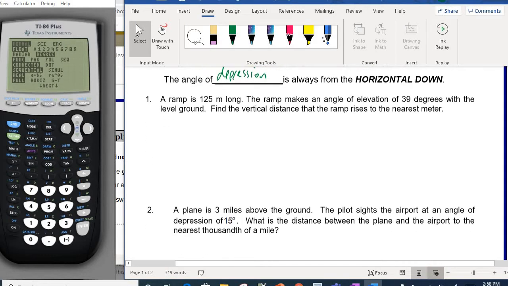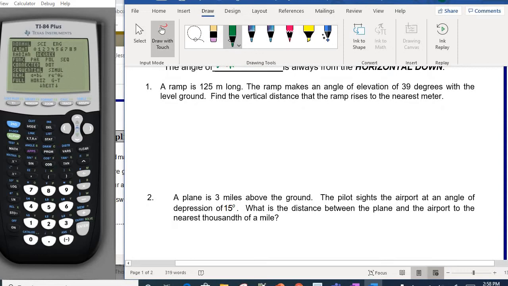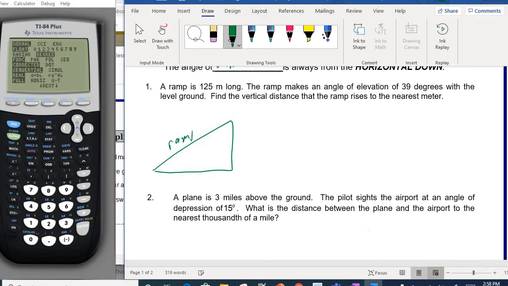So let's say you have a ramp that's 125 meters long. I'll draw a picture. Now a ramp is drawn to an angle of 39 degrees of angle of elevation, and that's with the ground. And the ramp is 125 meters long. We want to find the vertical distance. So I have to use SOHCAHTOA because we're given angles and sides.